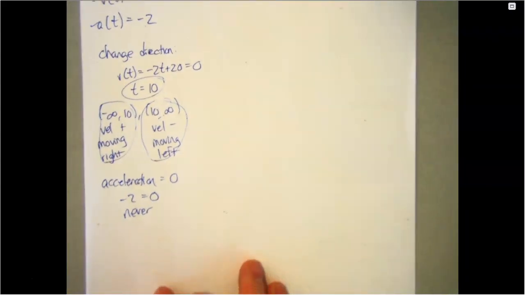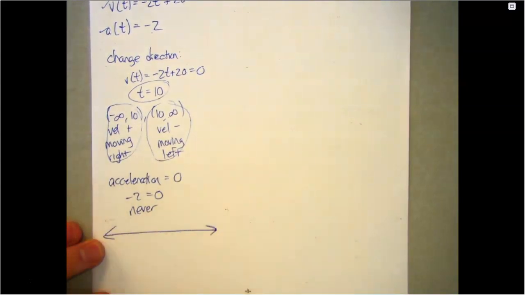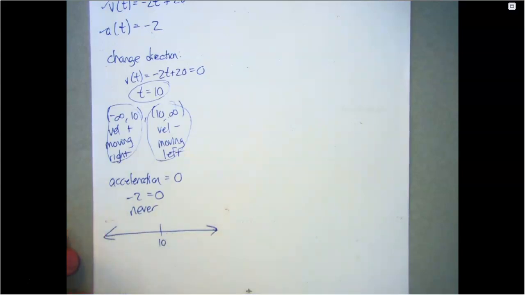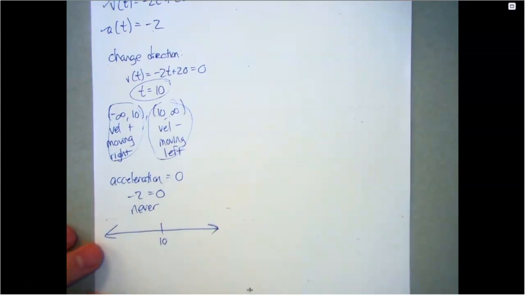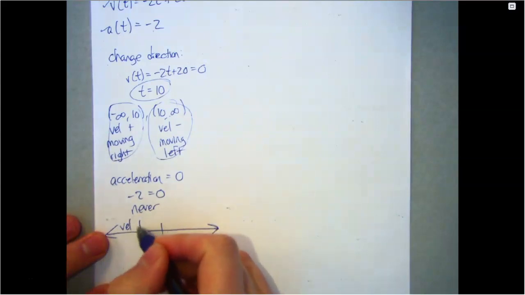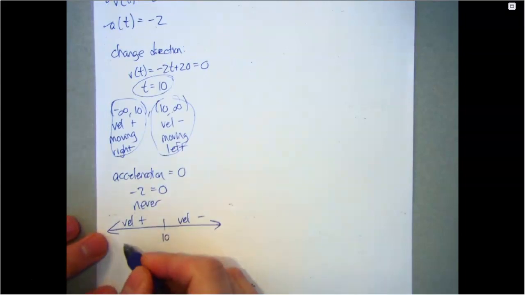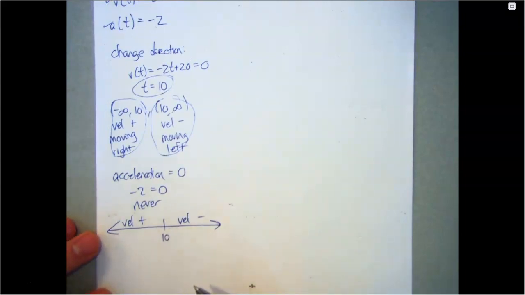And then speeding up, slowing down, I think a number line is probably your best bet to get a look at this. I would put any critical points that I have from any level on the number line. In this case, it's just 10. And on top, I'm going to write whether the velocity was positive or negative. And on the bottom, I'm going to write whether the acceleration was positive or negative.